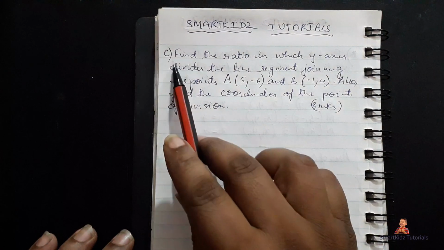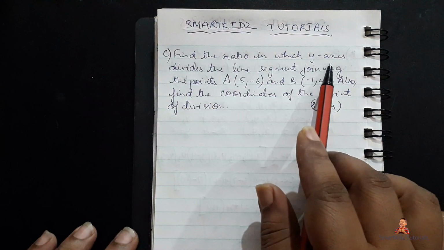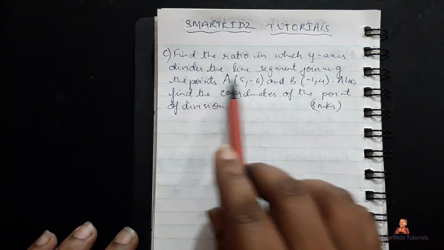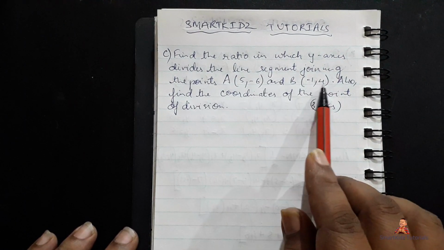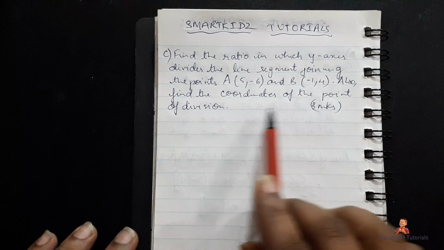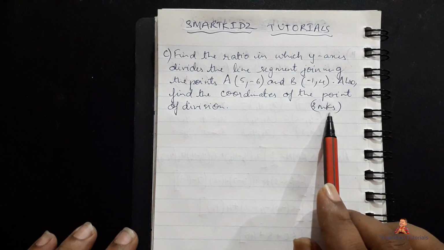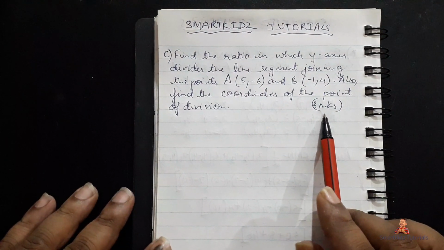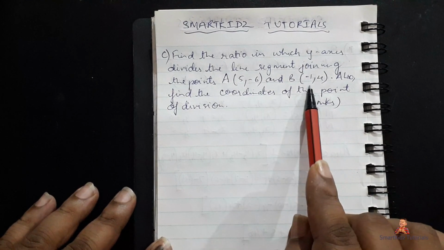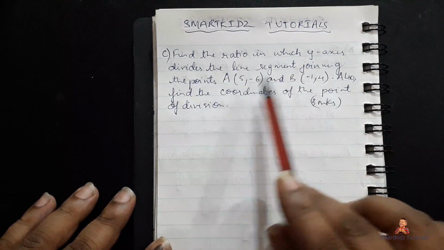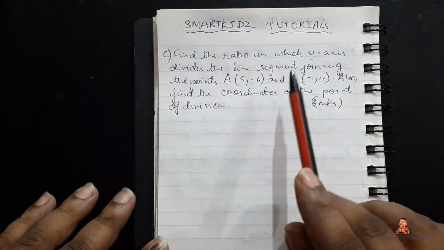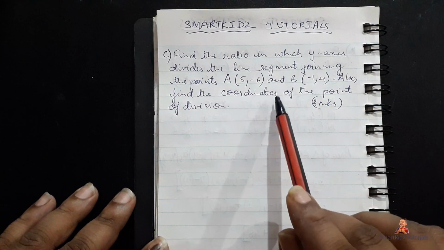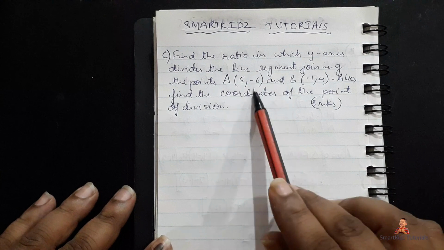Question C, 3C says find the ratio in which the y-axis divides the line segment joining the points A (5, -6) and B (-1, -4). Also find the coordinates of the point of division. 3 marks for this. So we have been given this line segment AB, and there is a point that is dividing this line segment. We need to find the coordinates of that point, and we also need to find the ratio in which that line.